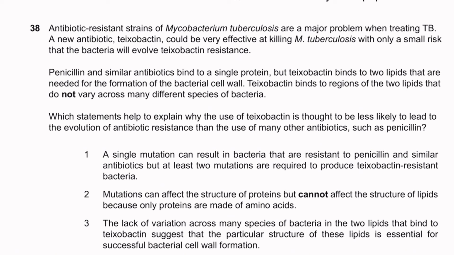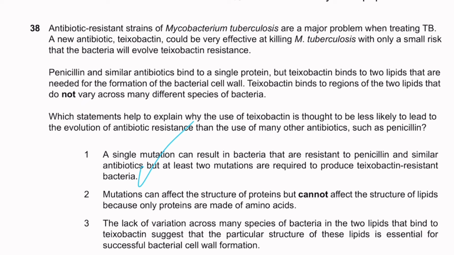Which statements help to explain why the use of Tioxobactin is thought to be less likely to lead to the evolution of antibiotic resistance than the use of many other antibiotics such as penicillin? A single mutation can result in bacteria that are resistant to penicillin and similar antibiotics, but at least 2 mutations are required to produce Tioxobactin resistant bacteria. True, 100%. We need 2 mutations in order to produce Tioxobactin resistance.